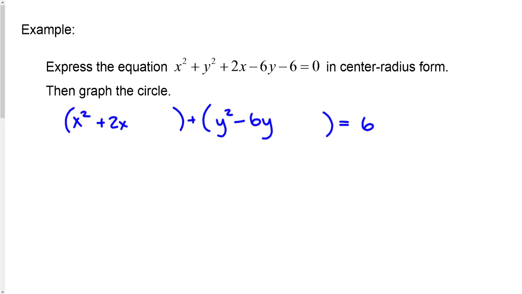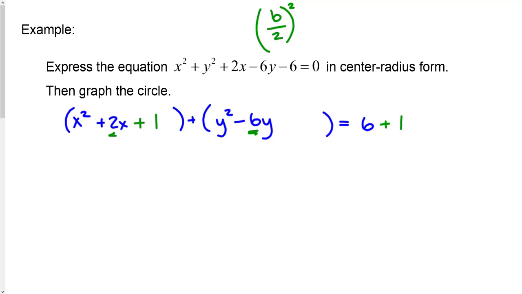Next, what I'm going to do, through this process of completing the square, remember we take the b term in a quadratic, we divide it by 2, and then we square it. So my b term in this first quadratic is 2. So I take 2 divided by 2, which is 1. 1 squared is 1. So I'm going to add 1 right here, and also on the other side to keep things balanced.